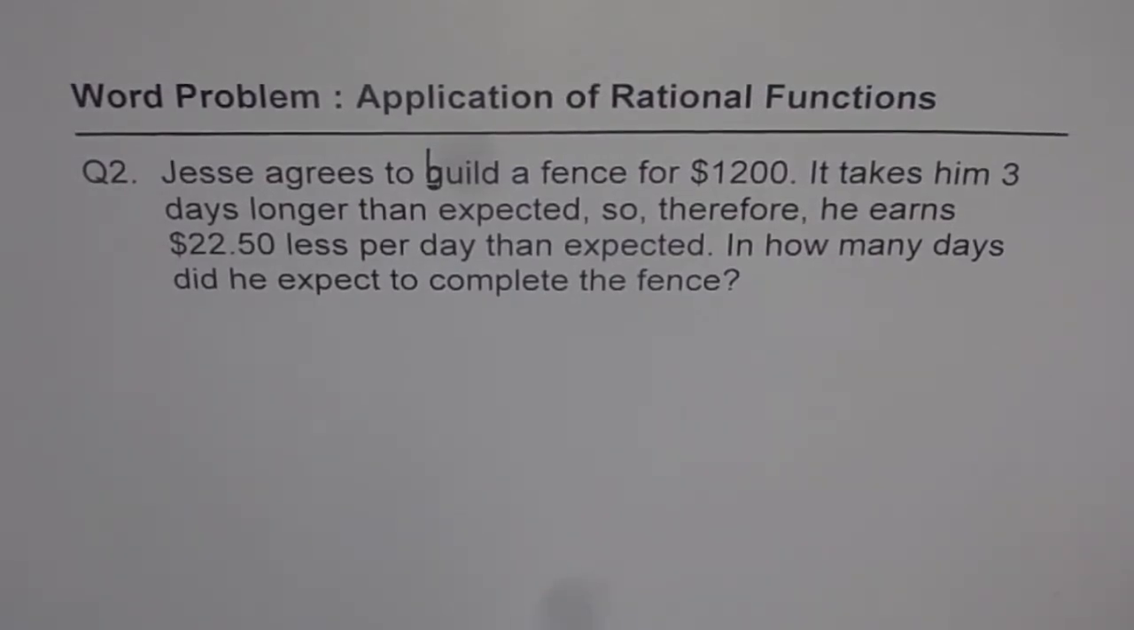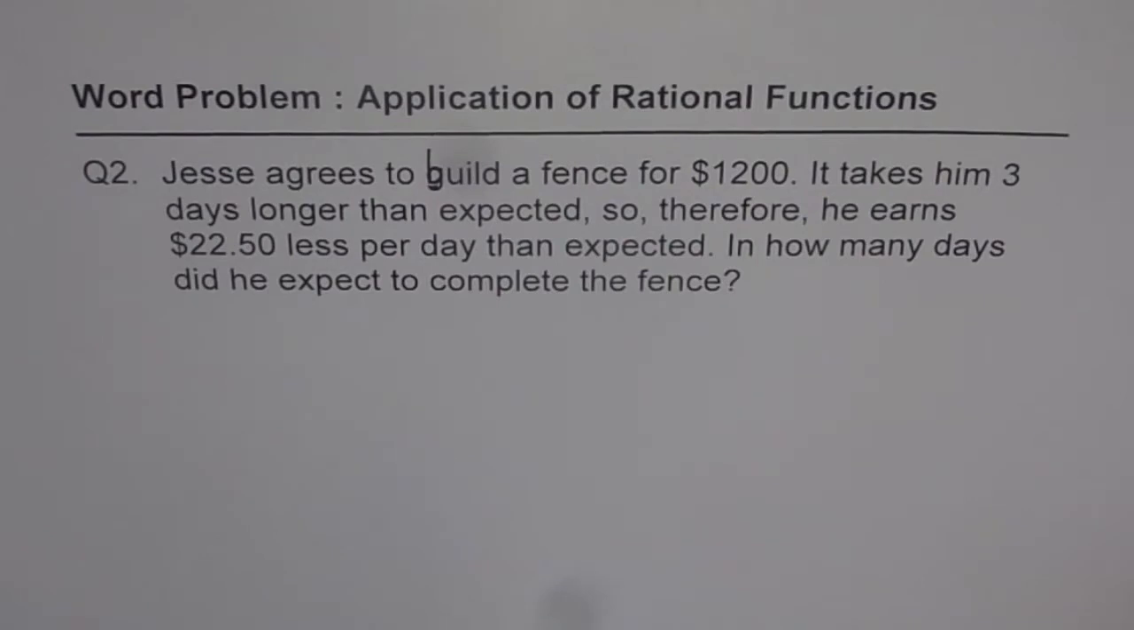Let us understand how to solve question number 2 of your assignment. Jesse agrees to build a fence for $1,200. It takes him 3 days longer than expected. So therefore, he earns $22.50 less per day than expected. In how many days did he expect to complete the fence?